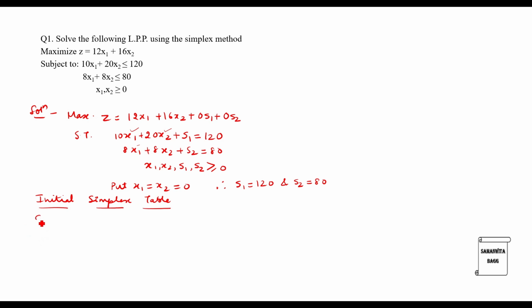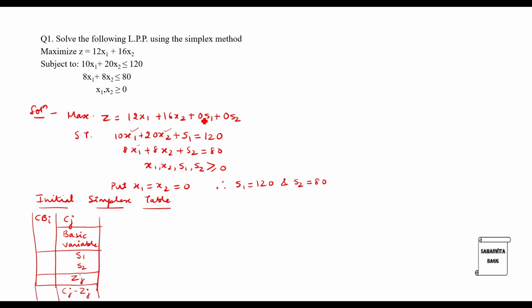The first column will be of CB suffix i. CB stands for coefficient of basic variable. Next column will be of Cj, where this is the coefficient of the basic variable that we have. And then we are going to write down the basic variable. The basic variables here are s1 and s2 because they have some values. So I'll write down s1 and s2. Then we will have over here the value of Zj, and then finally we will have Cj minus Zj.